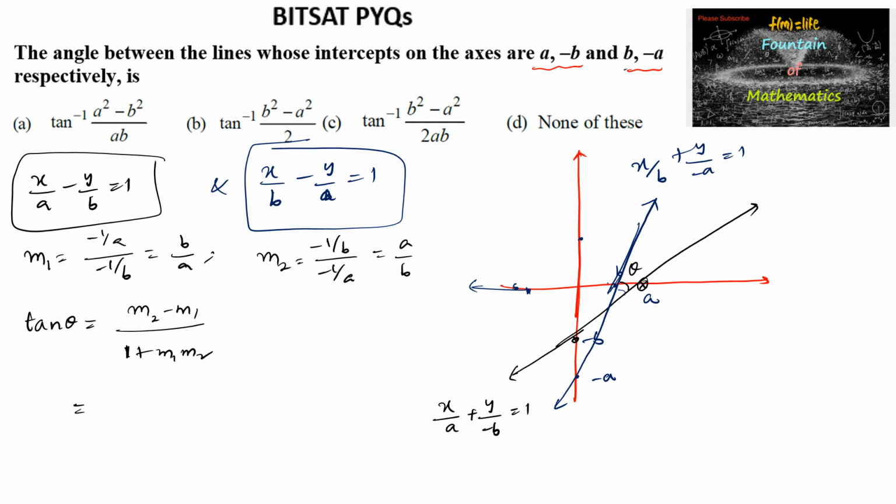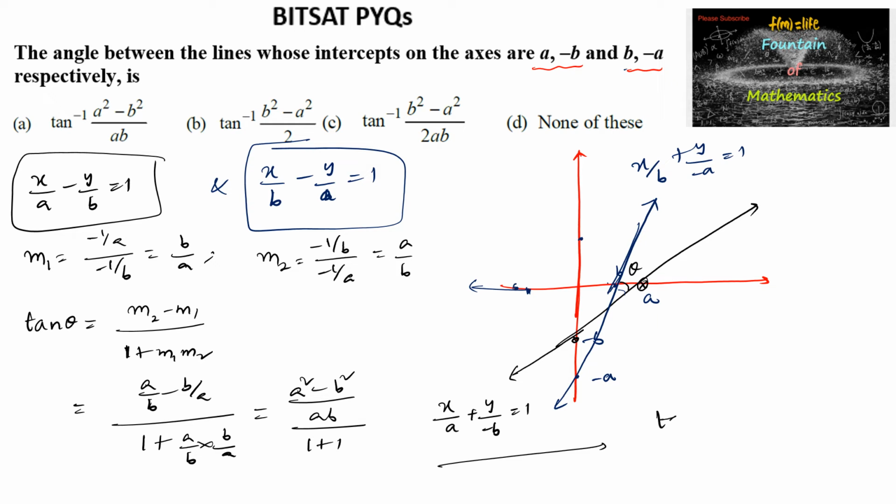So we can write m2 minus m1 is a upon b minus b upon a divided by 1 plus b upon a into a upon b. We can write a square minus b square upon ab divided by 1 plus 1. So we can write tan theta is equal to a square minus b square upon 2ab. Or we can also write theta is equal to tan inverse of a square minus b square upon 2ab.